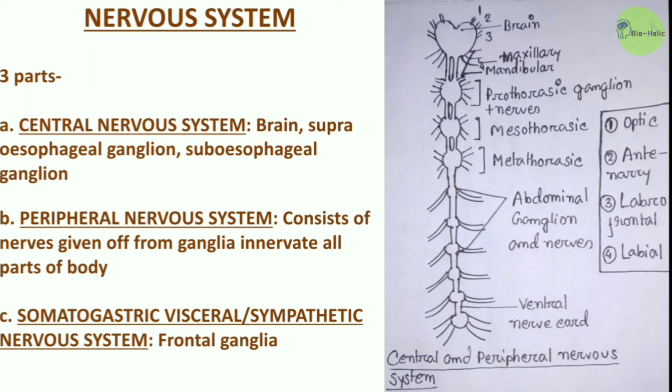The last one is the sympathetic or somatogastric visceral nervous system, which consists of a frontal ganglion which is situated on the dorsal side of the esophagus in the head. From this ganglion, a median unpaired recurrent nerve reaches the visceral ganglia situated on the crop. Various nerve branches are given off from the visceral ganglia, and the frontal ganglion is joined with the central nervous system by many nerves which connect the circumesophageal commissures.